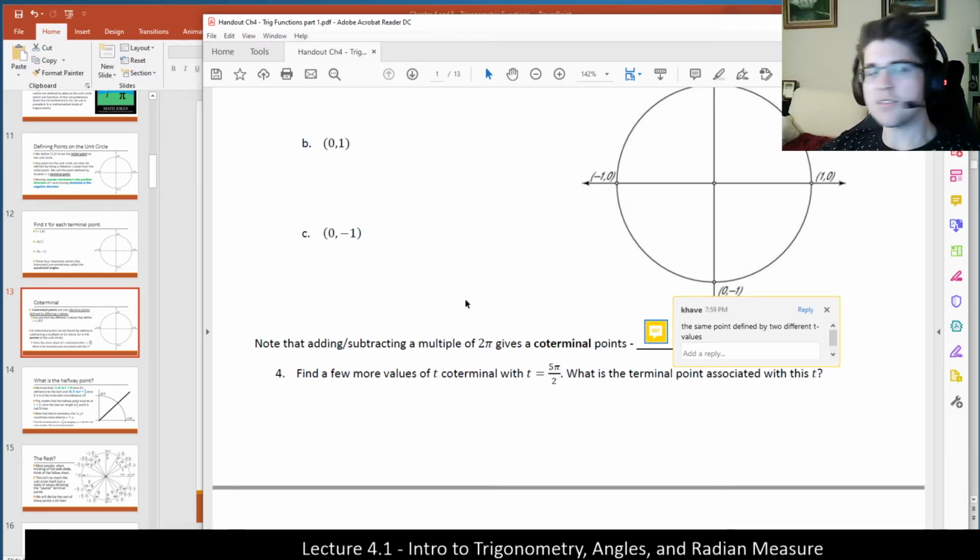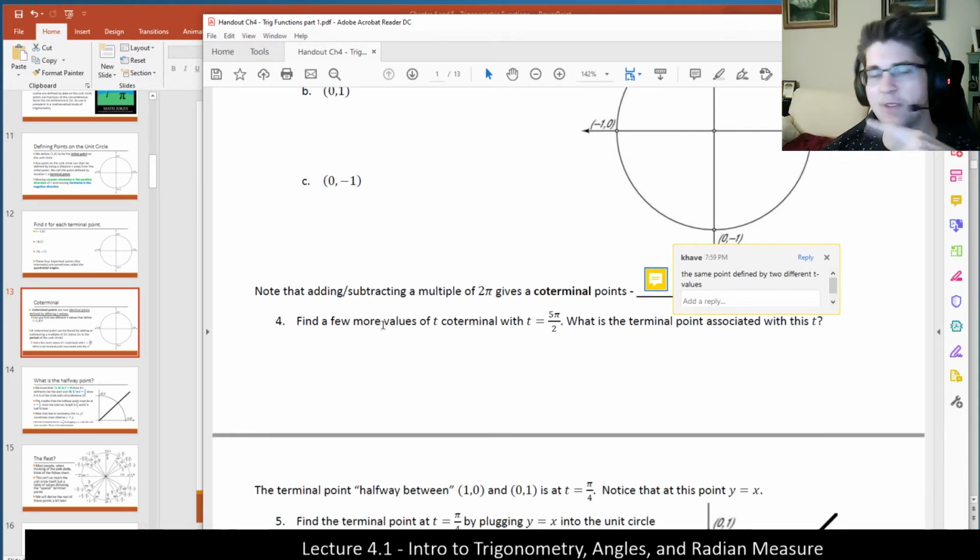But let's focus on the next example. It says find a few more values of t which are coterminal with 5 pi over 2. What is the terminal point associated to t? This is kind of the moral of the story: adding or subtracting 2 pi will give you another coterminal point.